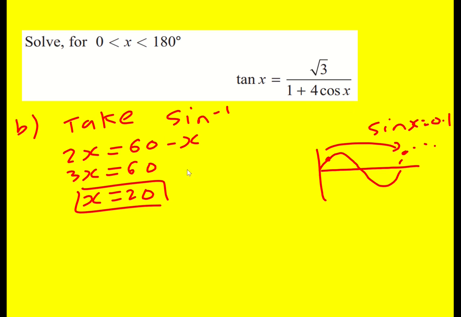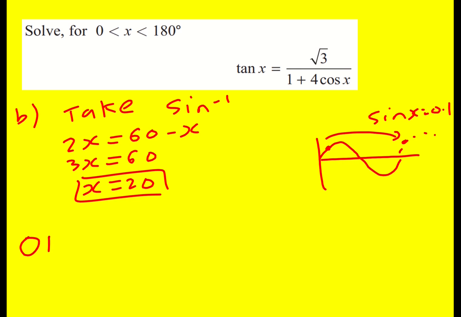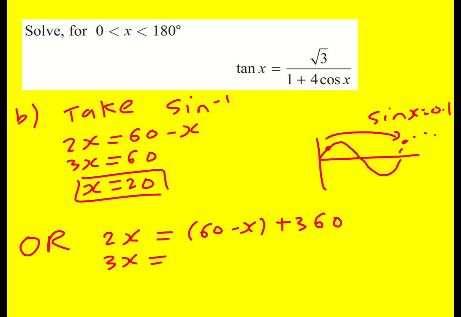And we can still do that here. When we take inverse sine, you can imagine that if you added 360 onto one of the sides, then it would still give you a solution. So the second solution is going to be 2x equals 60 minus x plus 360. And that will give us 3x is equal to 420, and therefore x is equal to 140. And we found a second solution.